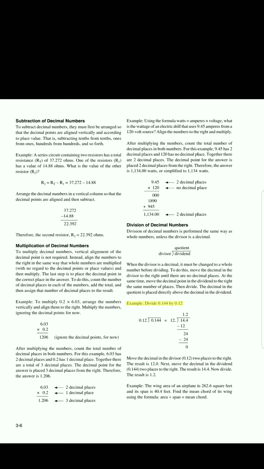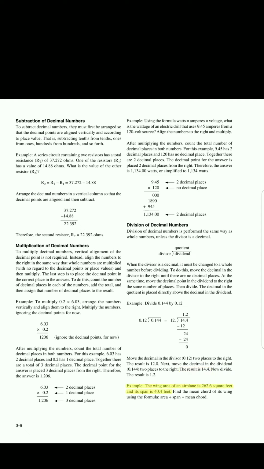Example. Divide 0.144 by 0.12. 0.144 divided by 0.12 equals 1.2. Move the decimal in the divisor, 0.12, 2 places to the right. The result is 12.0. Next, move the decimal in the dividend, 0.144, 2 places to the right. The result is 14.4. Now divide. The result is 1.2.